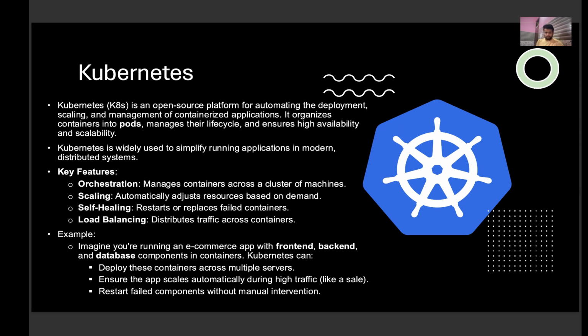So key features of Kubernetes. Kubernetes orchestrates. It manages containers across clusters of machines. So there will be wide clusters of machines, like a master cluster, and that master cluster will have like 10 or 12 worker nodes.